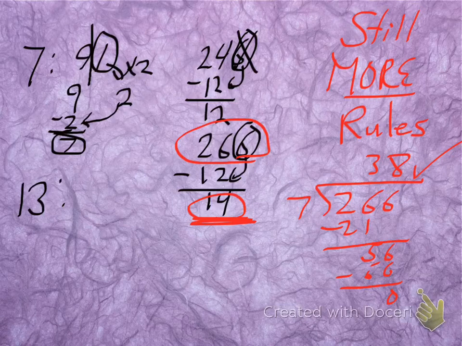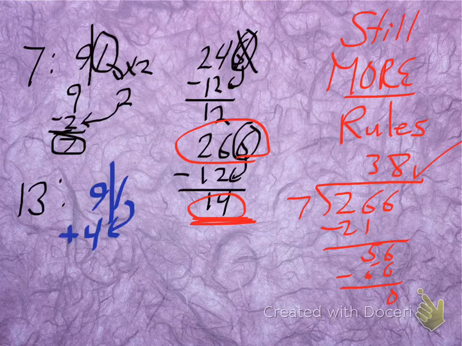The 13 trick, let me switch colors here, is very similar. If I took a number like 91 and I wanted to see if that number was divisible by 13, again, I do the same thing. I take the last digit off, except this time, instead of multiplying by 2, I multiply by 4. So 1 times 4 is just 4, and this time, instead of subtracting, I add. So 9 plus 4 is 13. Oh, look at that. 13 goes into 13, obviously, one time, so that means that 13 also goes into 91.